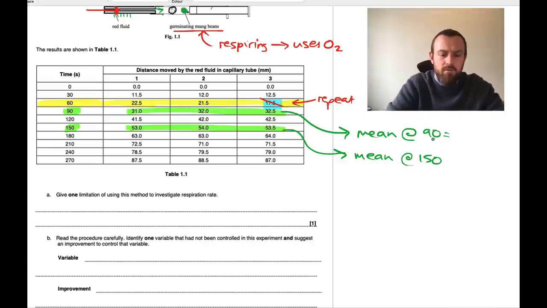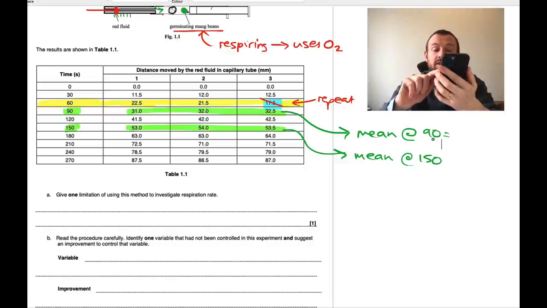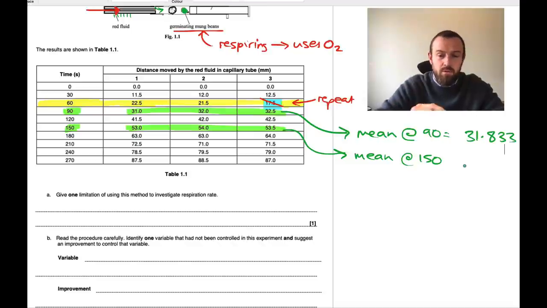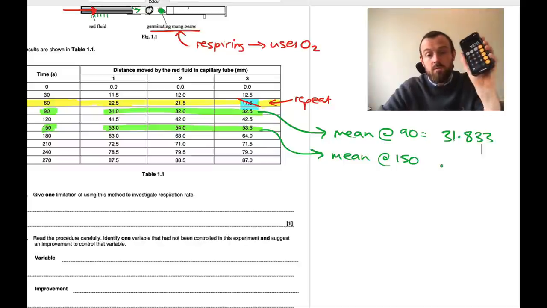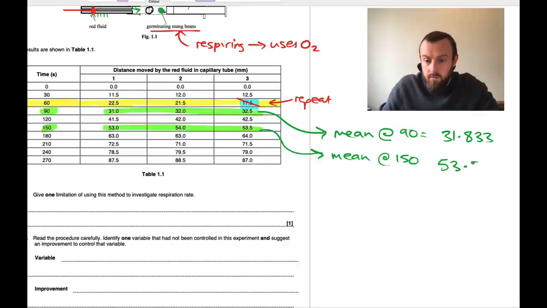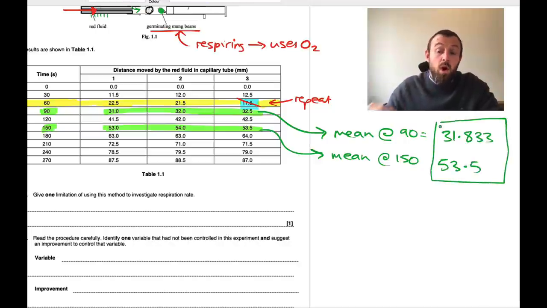Okay, let's do that. So for 90, we've got 31 plus 32 plus 32.5 equals. I always press equals before I divide by 3, and I've got 95.5. Then I divide by 3, so I've got a long number, 31.833. Let's use it to 3 decimal places when I'm doing my calculation. Now the next one, 53 plus 54 plus 53.5 equals 160.5 divided by 3, 53.5.